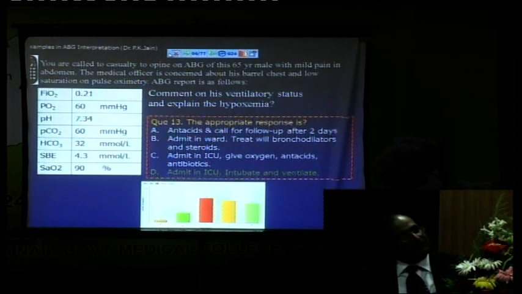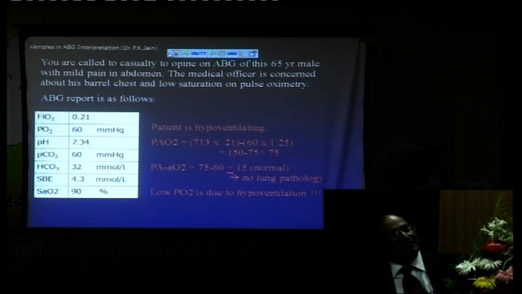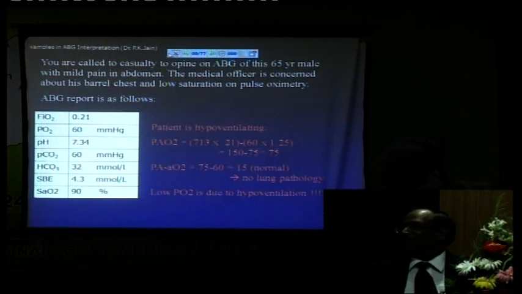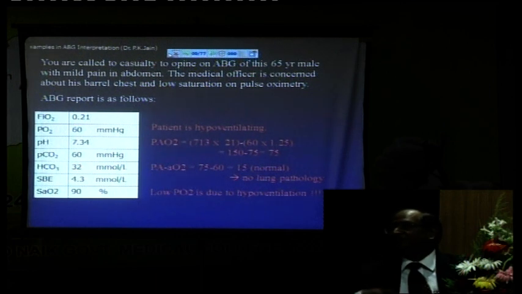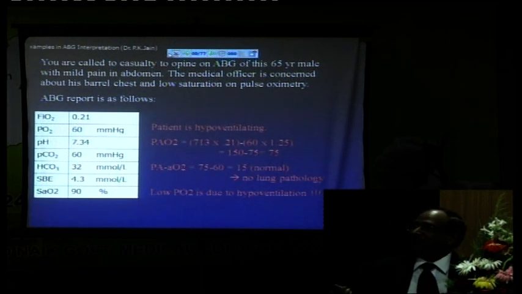It is because if you calculate the alveolar arterial gradient, it is 15. Now this patient looks like he's got COPD. He's got a barrel chest, PO2 is low, PCO2 is high. You think he's got COPD, but the gradient is normal, which means there is no lung pathology. How can you have COPD and the lungs are normal? So this rules this out, and the cause of low PO2 here is hypoventilation.